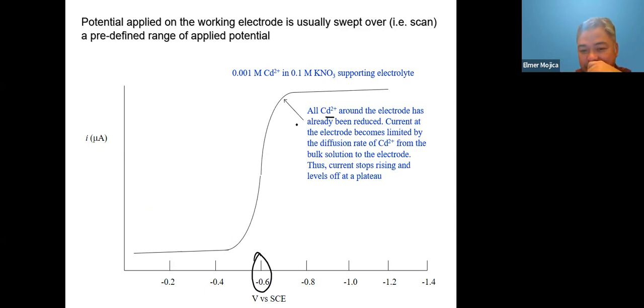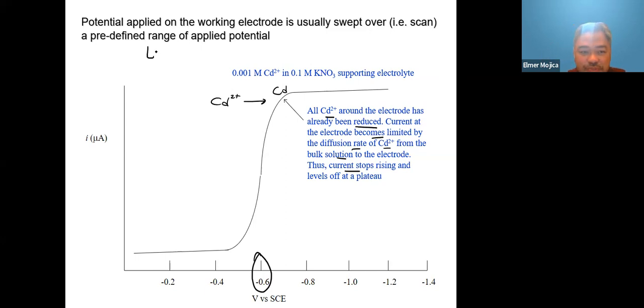So at this potential, all Cd2+ around the electrode has already been reduced. And the current at the electrode becomes limited by the diffusion of Cd2+ from the bulk solution to the electrode. Kasi, ano na nangyari doon sa Cd2+ mo? Na-convert na siya sa Cd. And when na-convert na siya sa Cd, yung diffusion ng Cd2+ from the bulk solution sa electrode ay nag-decrease na. Kasi meron ng naharang na Cd. Remember, this is the solid form. And in this case, your current will stop from rising.